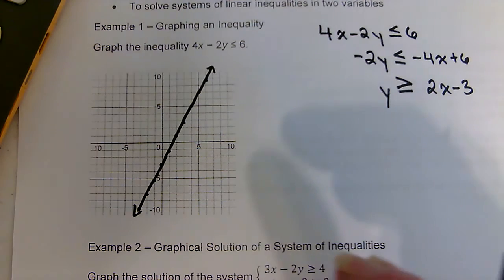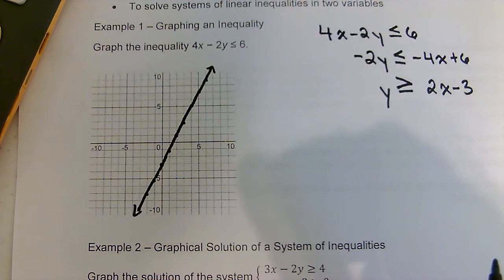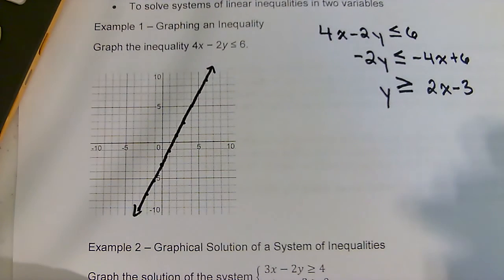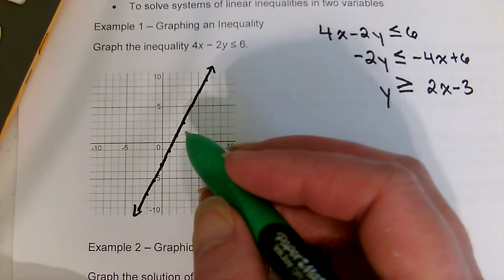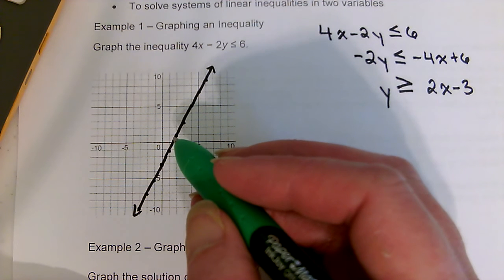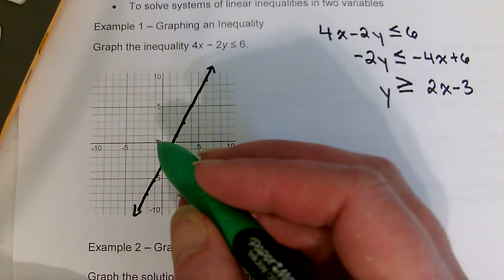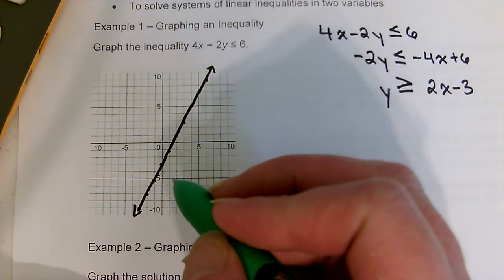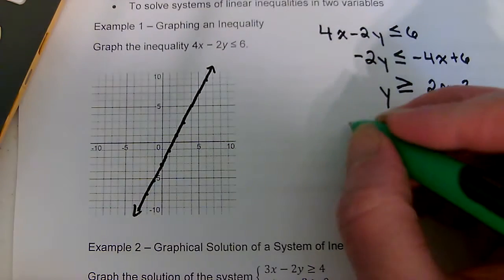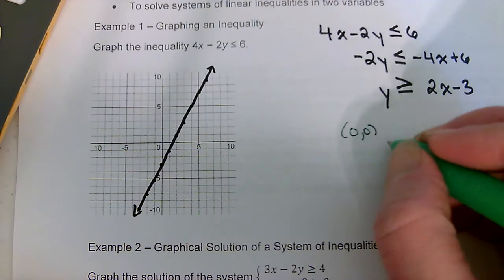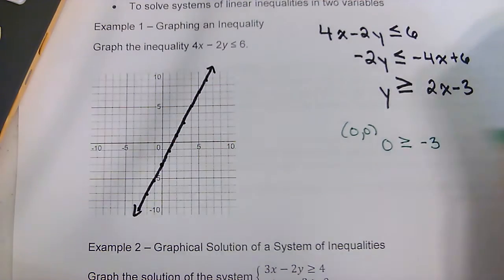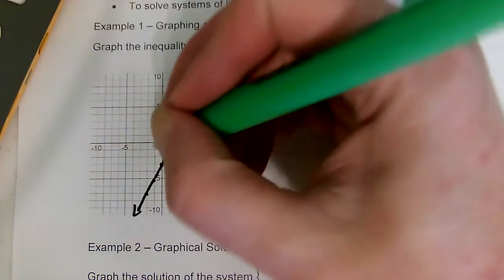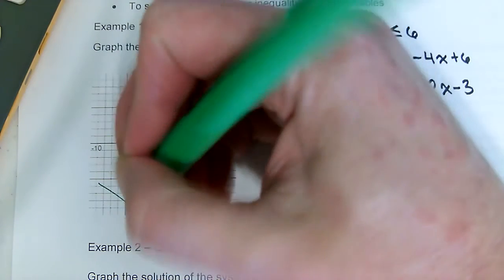Now we just need to figure out where to shade. A lot of times when we're starting out, we figure that out by plugging in a point. Like 0, 0 would be a great point to plug in. If it makes the inequality true, we'll shade the side with the trues, and we don't shade the false side. So if I plug in 0, 0, I get 0 is greater than or equal to 0 minus 3, which is negative 3, which 0 is. So this is the section we want to shade.